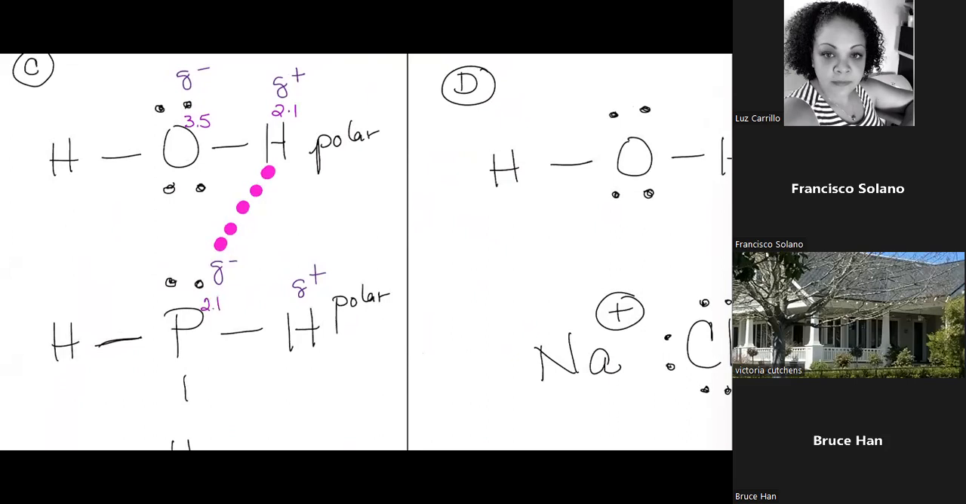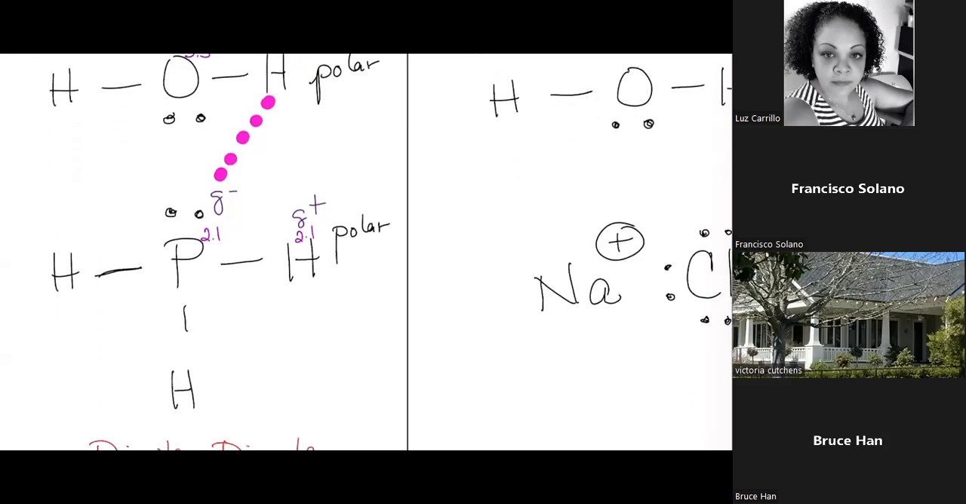Phosphorus has an electronegativity value of 2.1. Hydrogen has an electronegativity value of 2.1. Again, when you look at a phosphorus hydrogen bond, you will say, hey, this is a nonpolar covalent bond, but because phosphorus is holding a pair of electrons, a pair of negative charge, that will override the electronegativity, and that's why we assign the delta negative on the phosphorus.